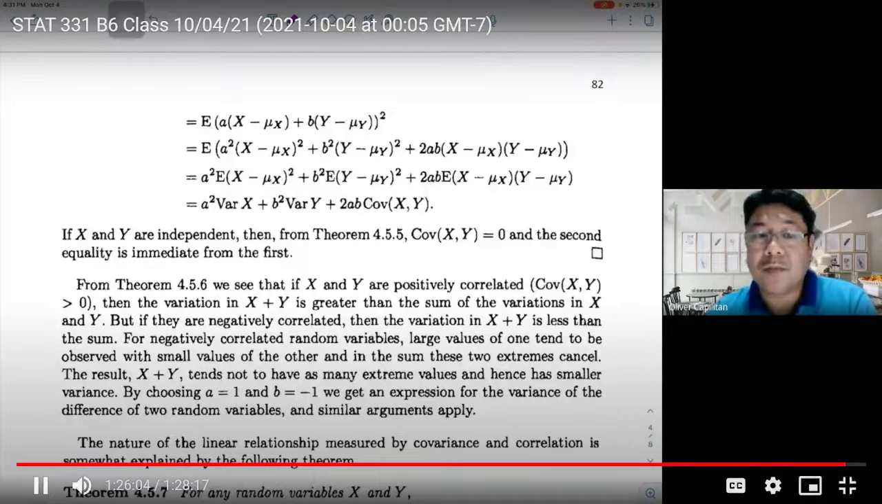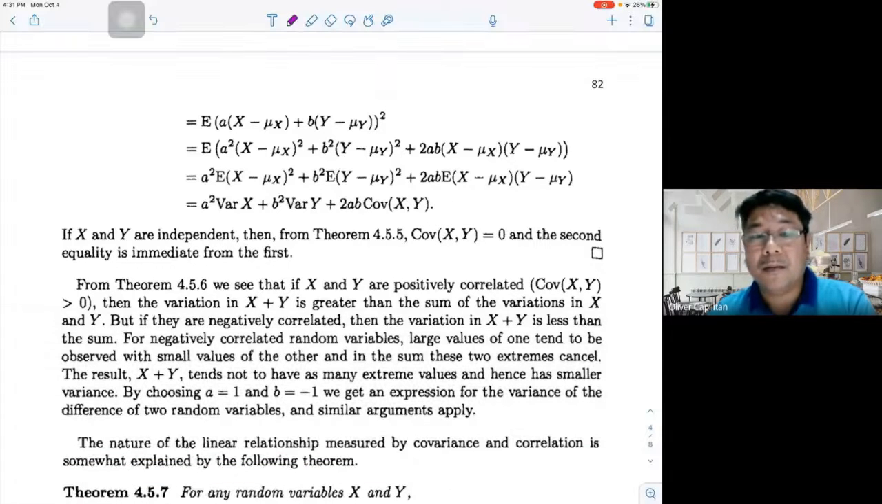So that means the variation of the sum of x and y would be greater than the sum of the variations of x and y. We have additional terms here. But if x and y are negatively correlated, it means now that the variation of the sum of x plus y is less than the sum of the variations of x and y. Okay, so that's the role of our covariance function here.